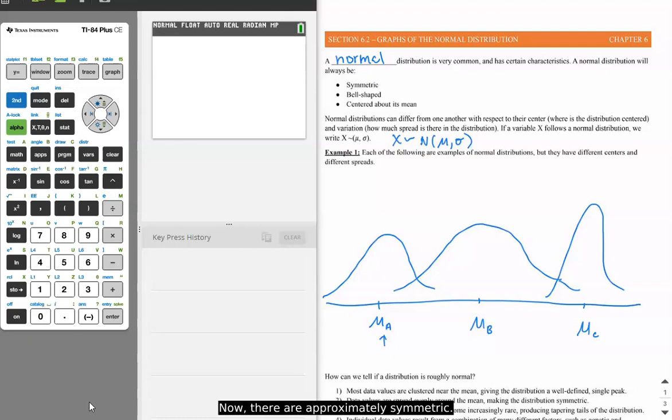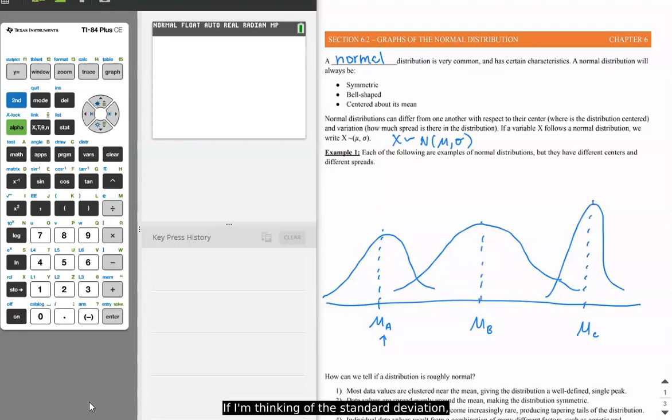Now, they're approximately symmetric. I know maybe not exactly, just due to human error with my drawings, but the idea is they are symmetric about the mean. So in theory, if you cut them in half, they'd be symmetric. Now, they are all normal distributions, but they definitely do look different, and that's where the spread comes in.